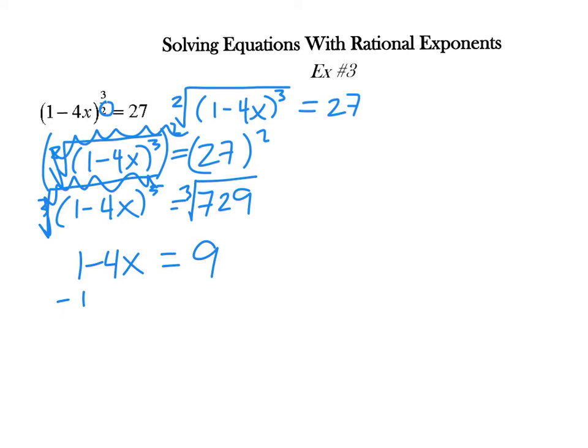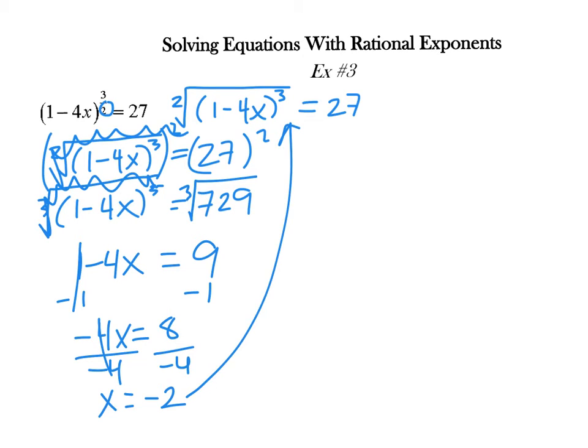Here I just solve for x by moving things to the other side. I'm left with negative 4x equals 8. Divide both by negative 4. X equals negative 2. Again, I want to plug this back into the original problem and see if the solution is correct. So I have the square root of 1 minus 4 times negative 2 cubed equals 27. I'm going to do parentheses first. I have negative 4 times negative 2, positive 8.